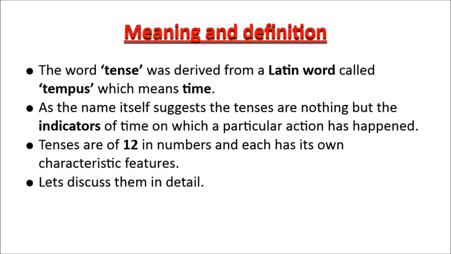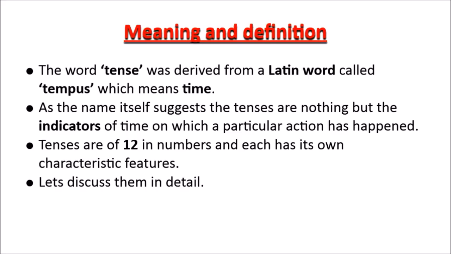As the name itself suggests, the tenses are nothing but the indicators of time on which a particular action has happened. So, what do tenses denote? They indicate the time on which an action has happened. So, it always denotes the time at which an action has happened or completed or started. Okay. Yes, look at the next sentence.